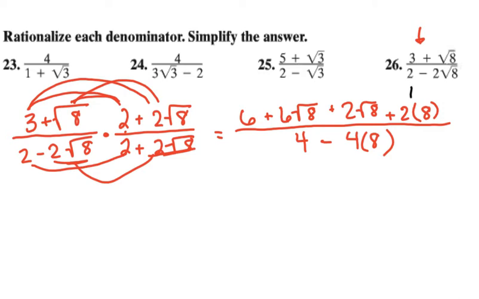Okay, so now we want to clean this up a bit. 2 times 8 is 16. 4 times 8 we know is 32. 4 minus 32 is negative 28. Now, these need to be addressed as well because root 8 is not in simplest form. All right, so looking at this, we have 6.